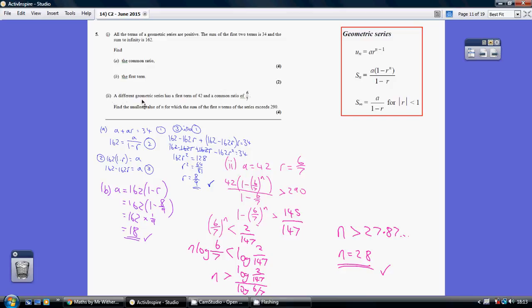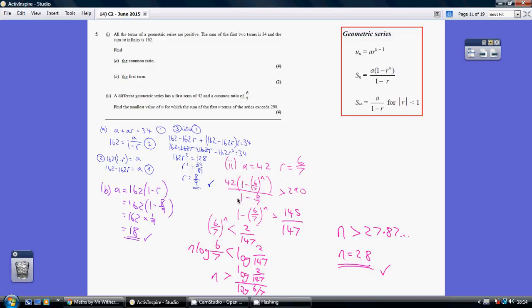Now part 2, a different geometric series has a first term of 42 and a common ratio of 6 over 7. So a equals 42, r equals 6 over 7, and I need to find the smallest value of n for which the sum of the first n terms exceeds 290. So using this formula here, I know that 42 multiplied by 1 minus 6 over 7 to the power of n, close bracket, all over 1 minus 6 over 7, it's got to be greater than 290.